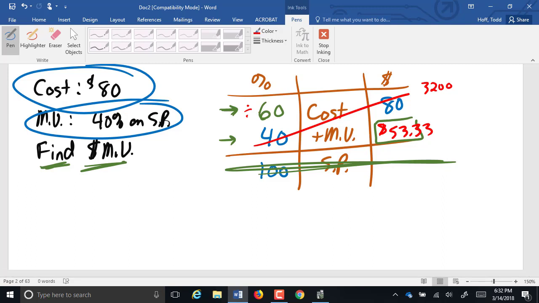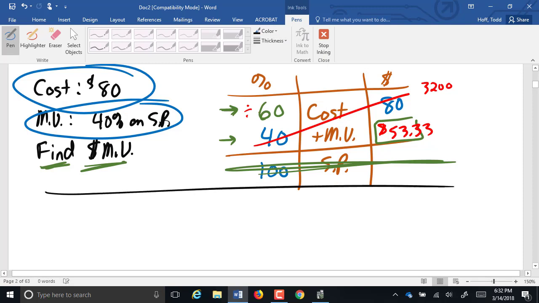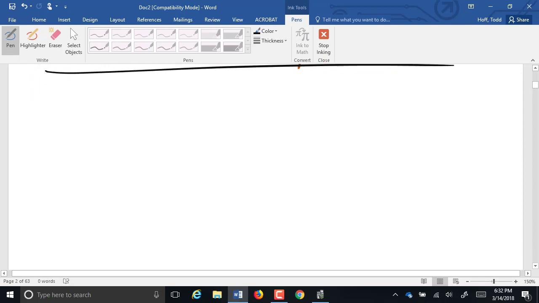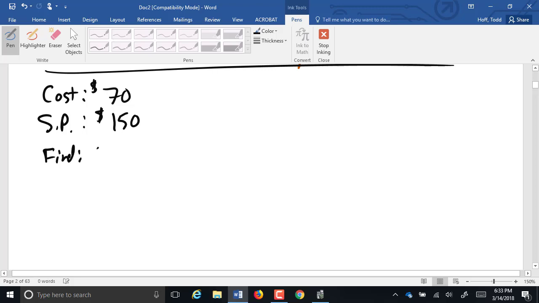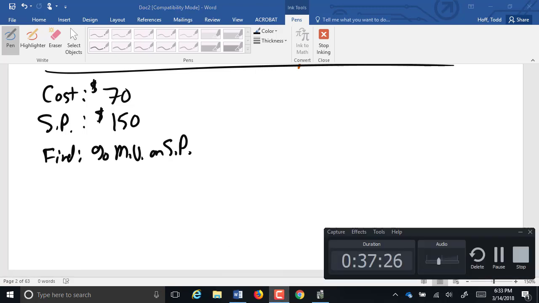What do you think? Not so bad? Still sucks. I'm gonna have you guys try a couple here. Let's start out with, we have a cost, $70, a selling price of $150. Find percent markup on selling price. I'll give you a minute to work on that.